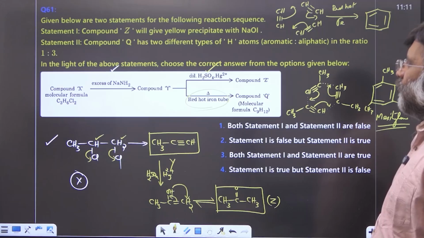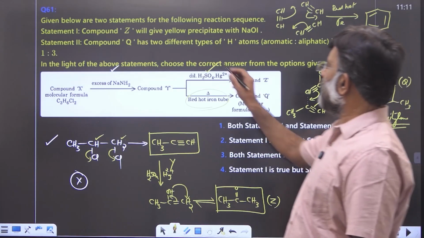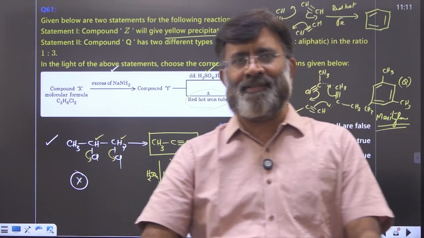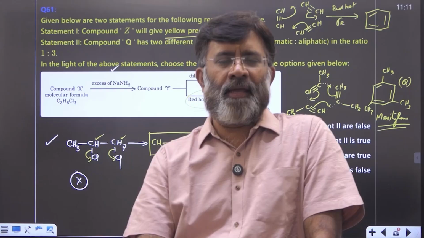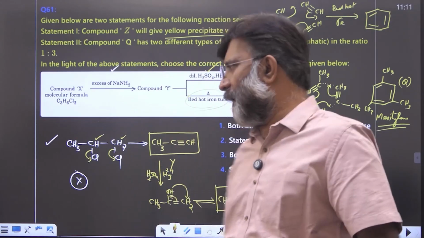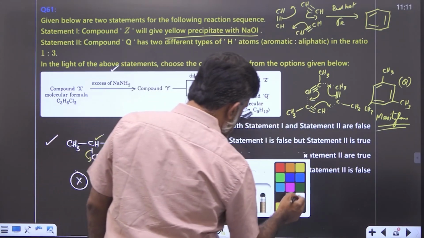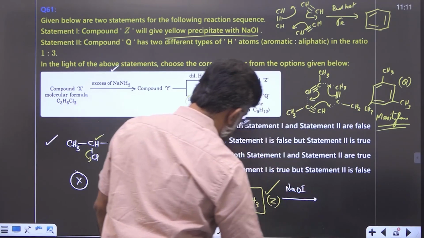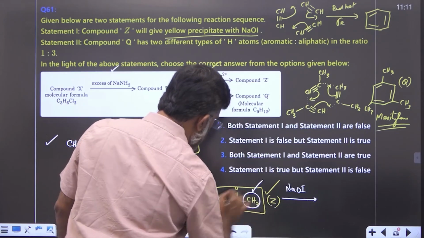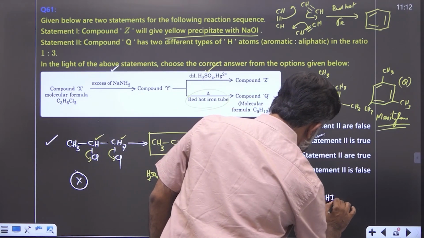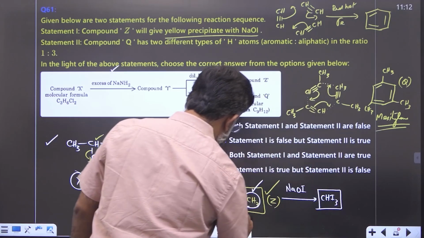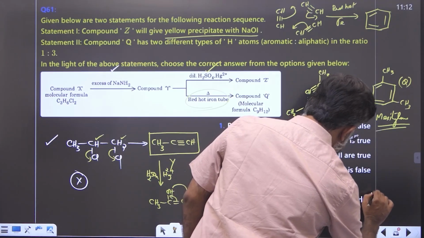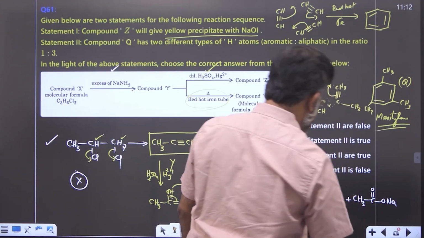Compound Z will give precipitate with NaOI. Correct. Acetone can give you the haloform test. Acetone, when treated with NaOI, you get an iodoform reaction. What is the reaction? The methyl group will be converted to iodoform. You get CHI3, yellow precipitate, and this will be converted to the oxidized product CH3COONa. That will be the product.